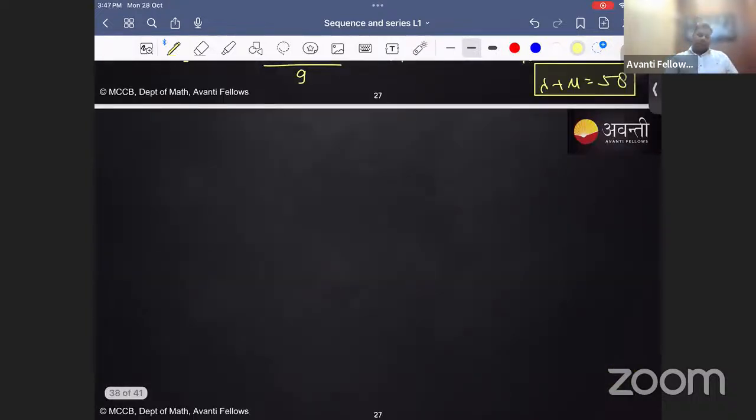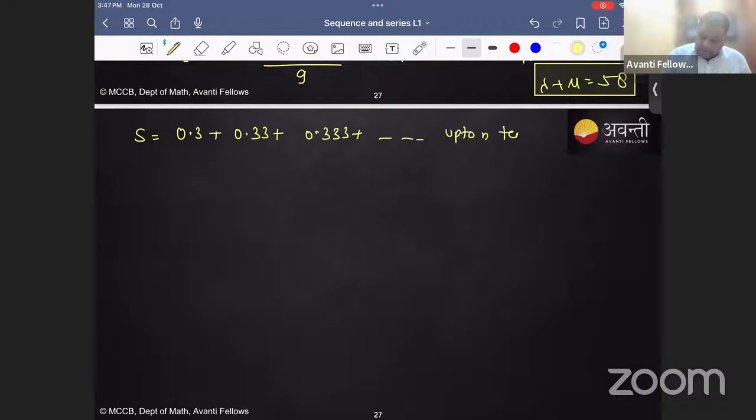Now, write down one more question. S equals 0.3 plus 0.33 plus 0.333 and so on up to n terms. Yes, do it.